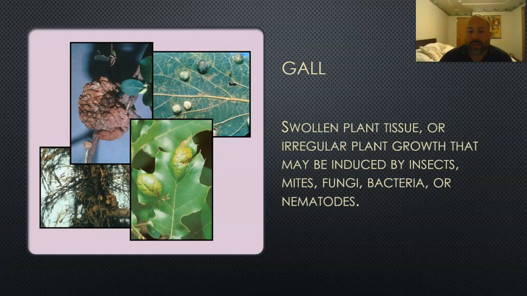A gall is swollen plant tissue or irregular plant growth that may be induced by insects, mites, fungi, bacteria, or nematodes. On the valley oaks that we have on the main campus at BC, you'll see insect galls all over the place. It looks like there's a bunch of fruit growing on the oak tree. But this goes back to putting in all the knowledge that you have about trees. You can see what look like fruiting bodies on the valley oaks, but then you sit there and go, well, a valley oak has an acorn, and I know it should look like this. When you realize you've got these fruiting-body-looking things, you ask, what is this? Eventually you'll get to a gall, which is swollen plant tissue, and in this case it's induced by insects, in the specific case of the valley oak.